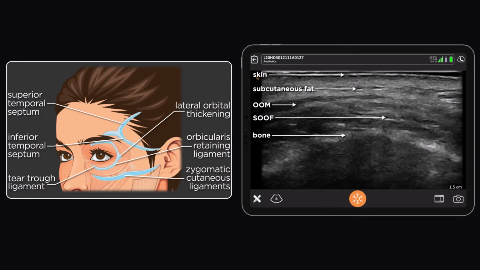The SOOF is bounded inferiorly by the zygomatico-cutaneous ligament and superiorly by the orbicularis retaining ligament. Deep is the bone and superficial is the orbicularis oculi muscle. This is where our filler should go in tear trough augmentation. Placement of filler superficial, so over the muscle, will result in edema. And if the product is placed through the orbicularis retaining ligament, the patient will end up with significant bags or even compromise to the inferior palpebral arteries in the eyelids. Too medial and you're into the vessels.